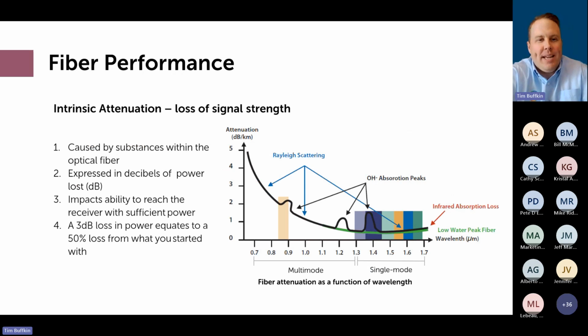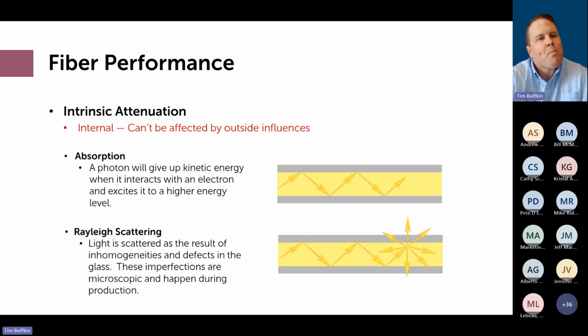So when we look at intrinsic attenuation, loss of signal strength, this is going to be caused by substances within the optical fiber, right? The design of the fiber, multi-mode to single mode. You can see on the chart on the right, your attenuation goes up a lot higher with multi-mode, because that goes back to the size of the fiber core. So those are things that are going to affect that. But as you move towards the right in single mode, that attenuation goes down a lot more. And then we'll talk about some of these absorption and Rayleigh scattering phenomena as well. We'll hit on that here in a little bit.